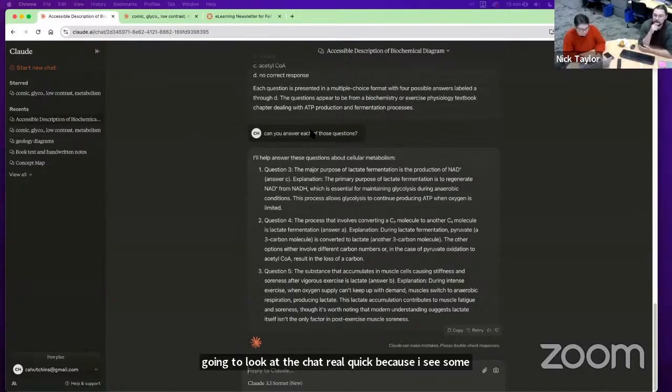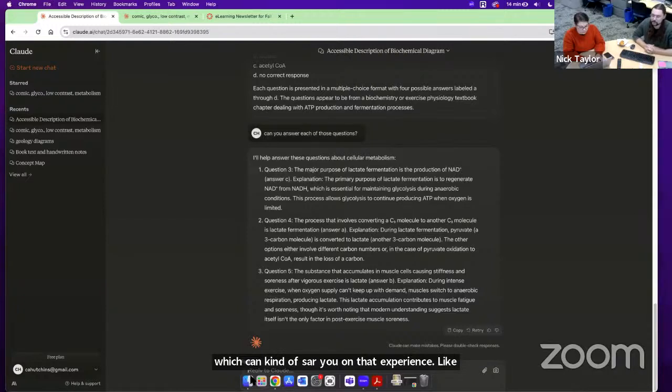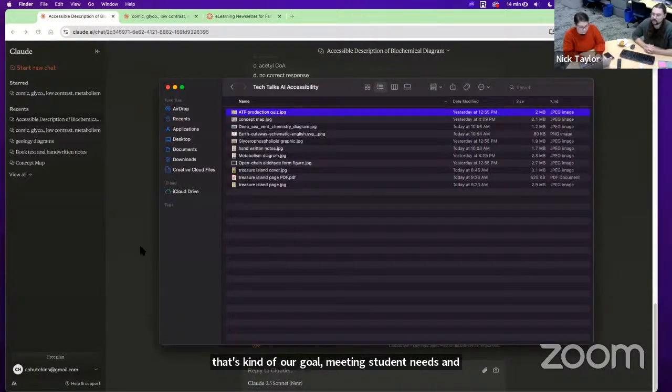Well, while you're doing that, I like this because there's been a couple instances where we've had to move an on-ground paper lab online, and a lot of times, depending on the lab, sometimes there's a digital version that we're printing off, but sometimes there's not, and there's a lot of remediation. Oh gosh, I'm gonna have to type all of that in manually to get into Canvas to meet a student need, which can kind of sour you on that experience. Like that's kind of our goal, meeting student needs and helping them achieve outcomes. But this kind of fast tracks you.